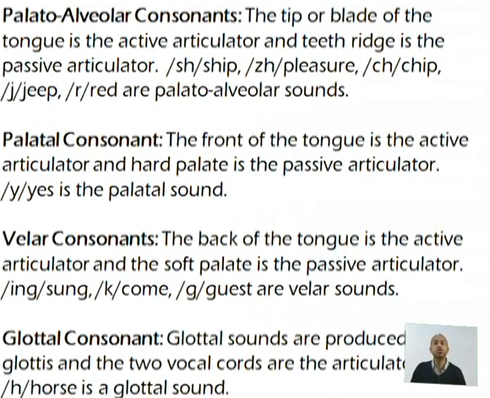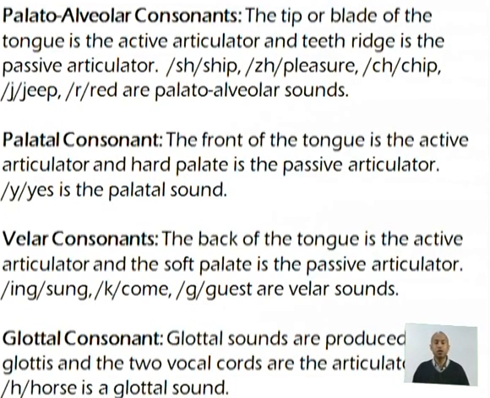J, pleasure, ch, chip, j, jeep, r, red are palato-alveolar sounds. Palato-alveolar meaning the tip or the blade of the tongue is the active articulator, and the teeth ridge, that same bump behind the top teeth, is the passive articulator. Sh, ship, zh, pleasure, measure, leisure. Yes, j, chip, j, jeep, r, red are all palato-alveolar sounds.